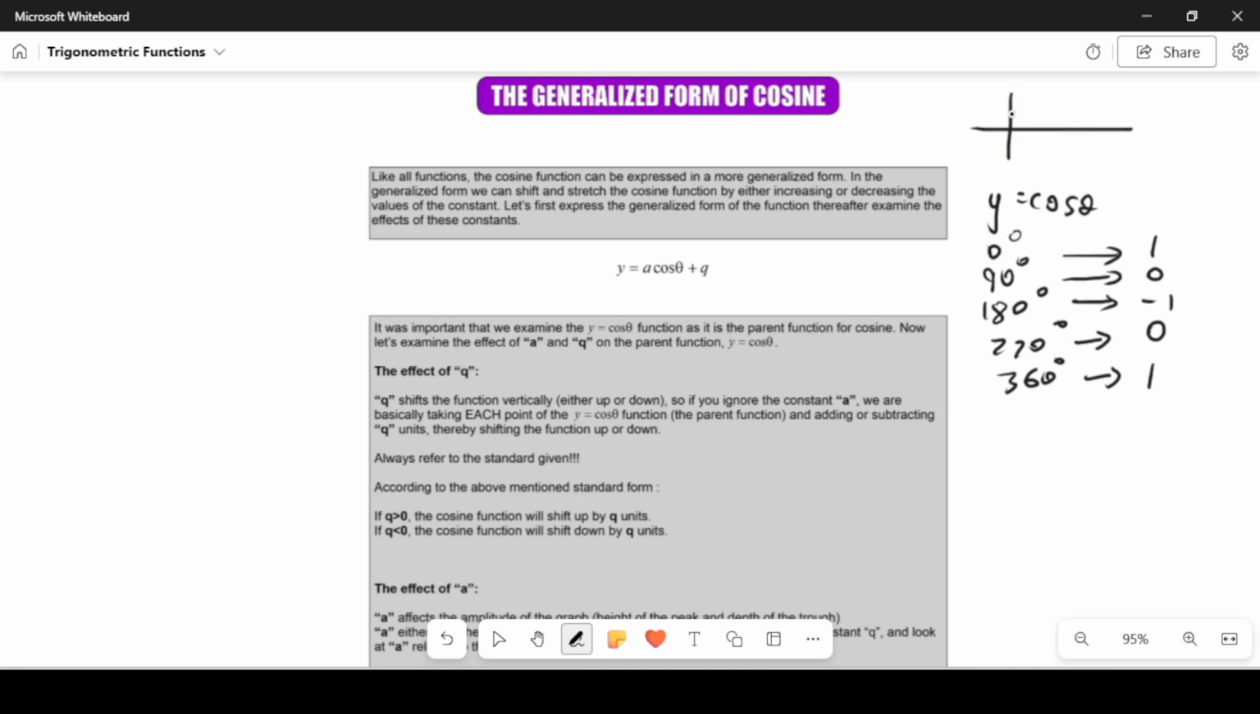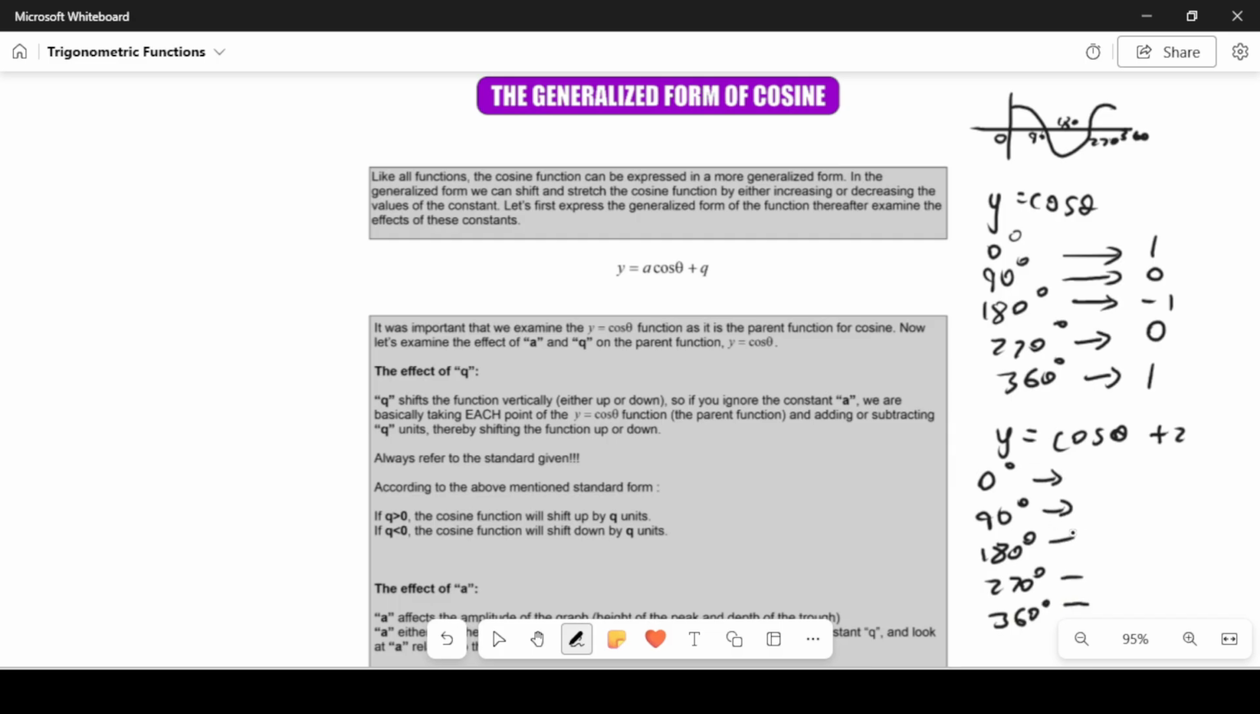How do I know this? Because I sketched the function. There it is: 0, 90, 180, 270, 360. So that's how I came to this conclusion. But now what happens if we have a vertical shift, an up and down shift? So I added 2. Now when you put in these values of 0, 90, 180, 270, and 360, see what happens.